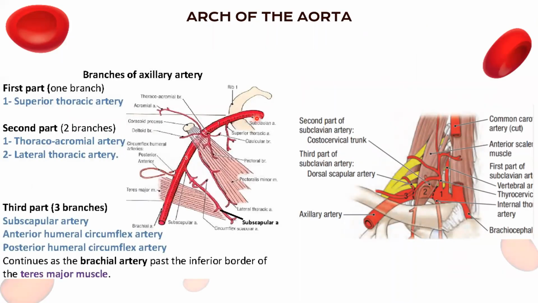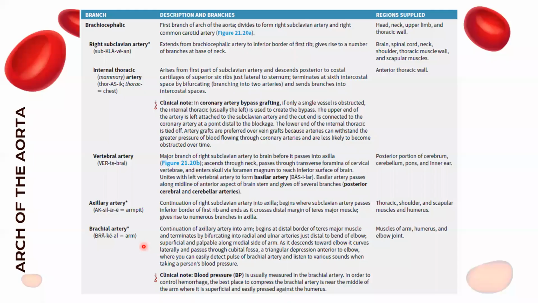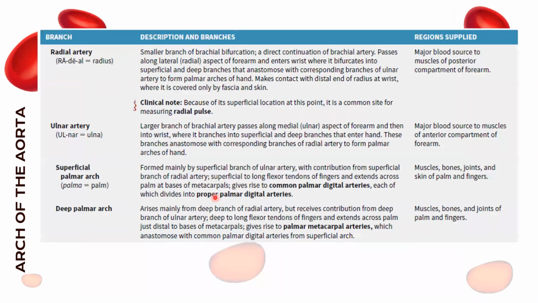We have here branches of the axillary artery. Okay, first part, second part, third part. First part will have one branch, the superior thoracic artery. The second part will have two branches, thoracoacromial artery and the lateral thoracic artery. And the third part will have three branches, subscapular, anterior, and posterior humeral circumflex arteries. Again, table, if you really want to read and know about the different arteries that branch from the arch of the aorta and towards the upper extremity.